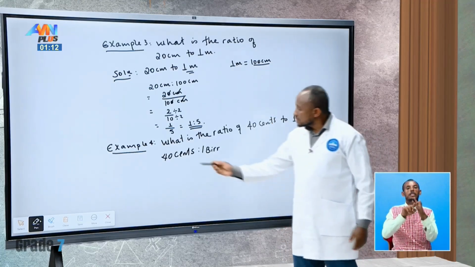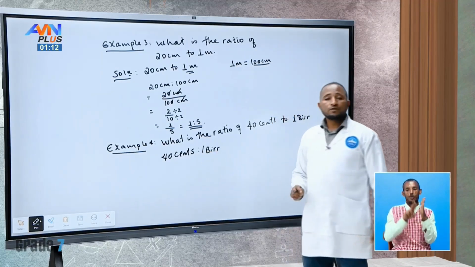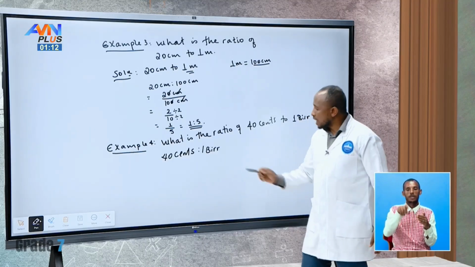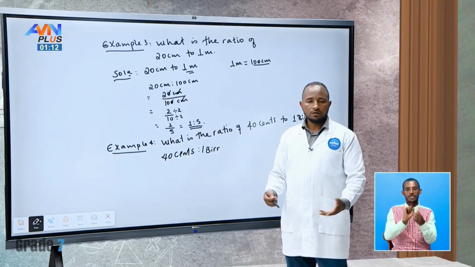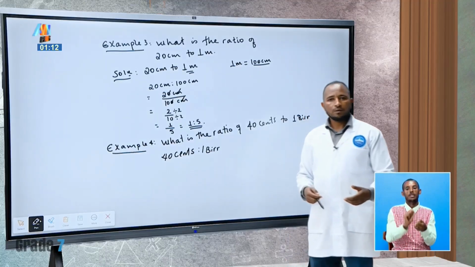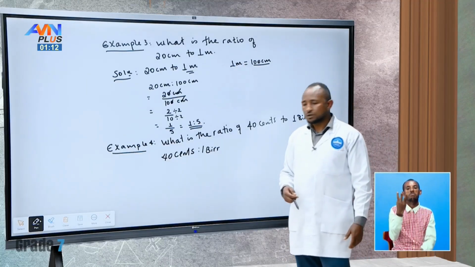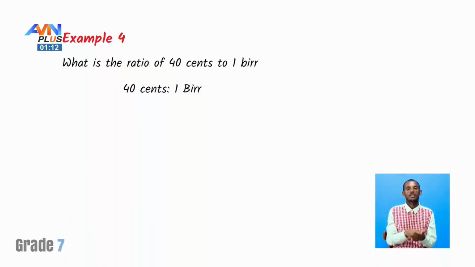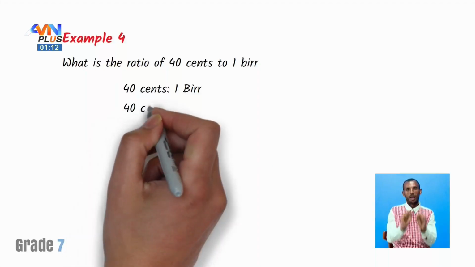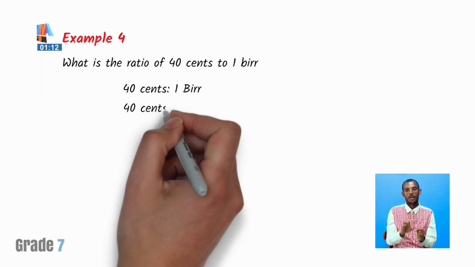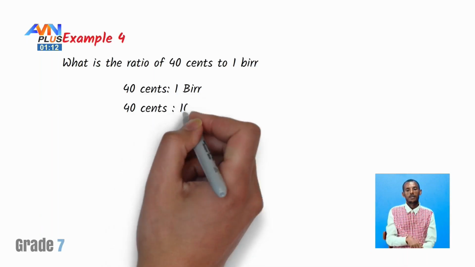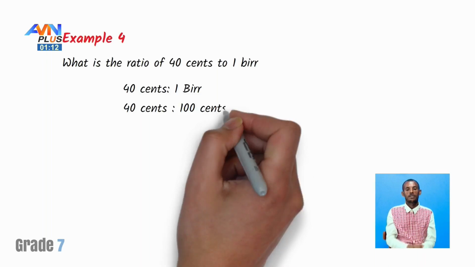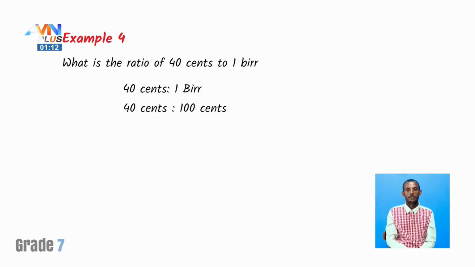Since, as you can see here, these two are different units, and before a ratio is stated the unit must be the same, I have to change birr to cents. So 1 birr is how much cents? Good. 1 birr is 100 cents. Therefore, this becomes 40 cents to 100 cents.